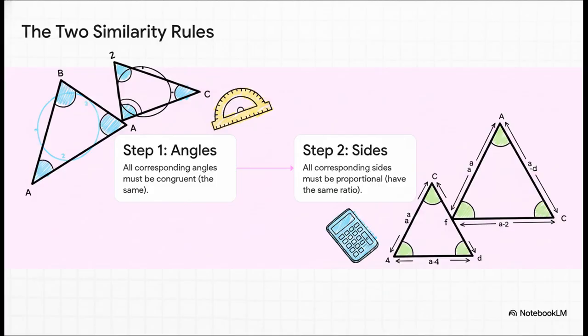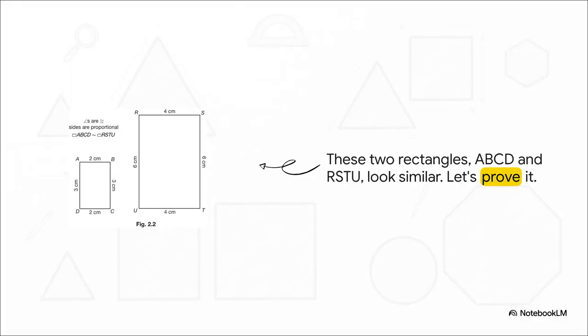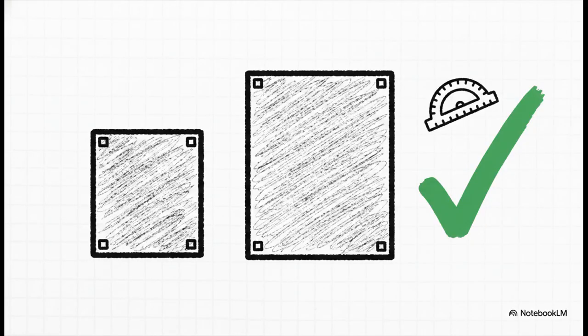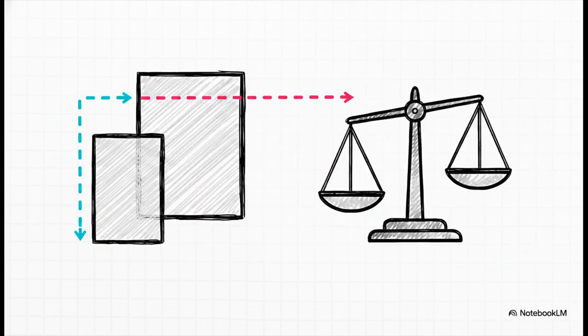Let's try it. Okay, look at these two rectangles. They look similar, right? But you know math, we gotta prove it. First up, the angles. They're rectangles, so all the corners are 90 degrees. Step 1, done. All right, on to step 2, the sides. We'll set up ratios to see if they match.